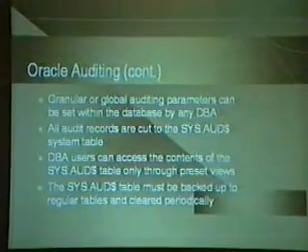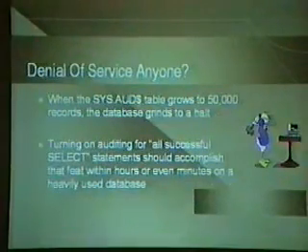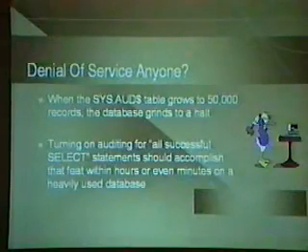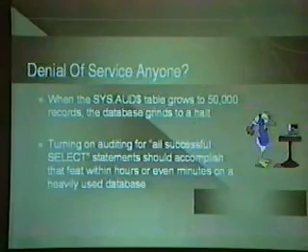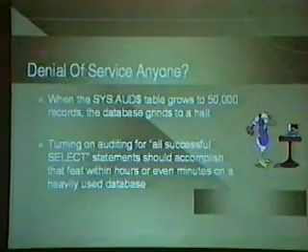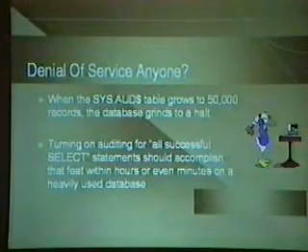And the reason why is right here. If the sys.aud$ table grows to 50,000 records, the database basically stops running. And if you audit every successful read of an Oracle table, you're going to reach that limit pretty fast.